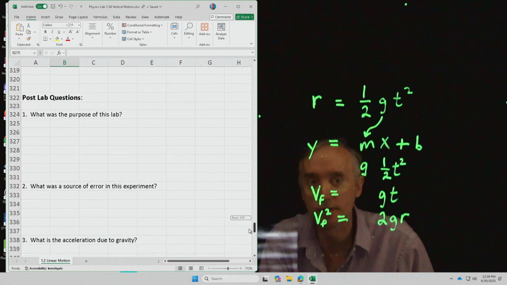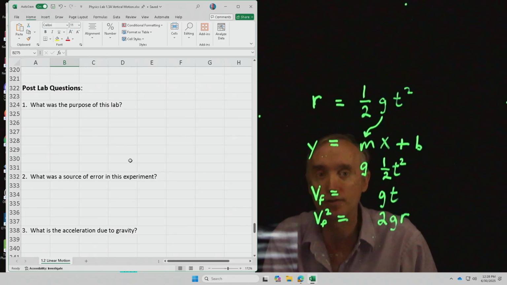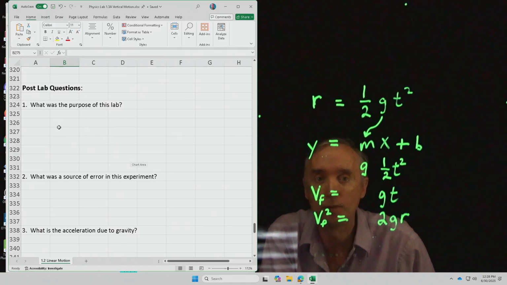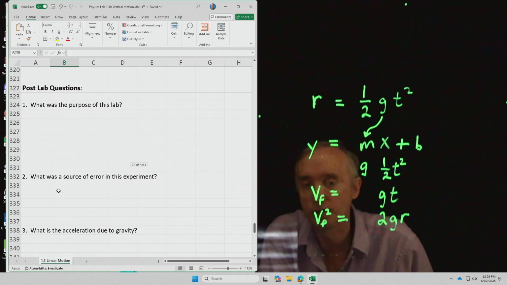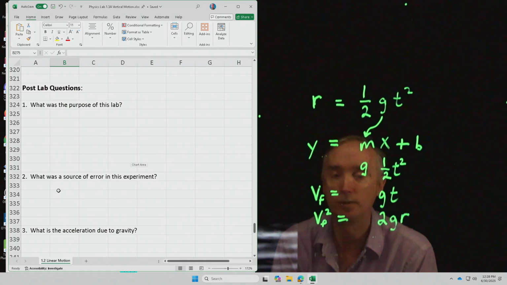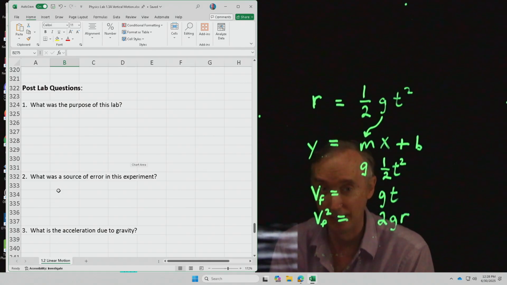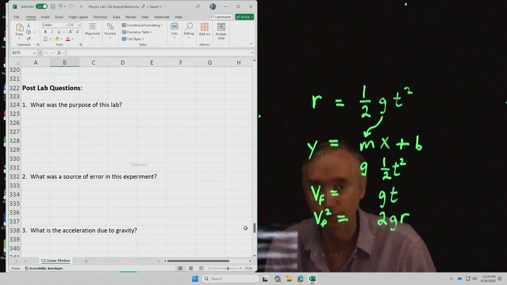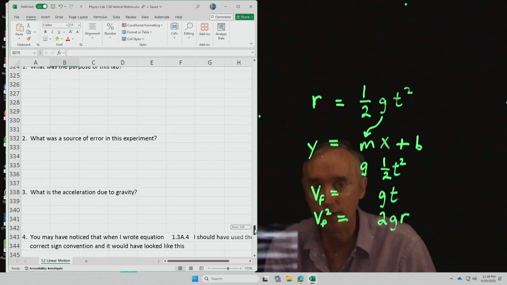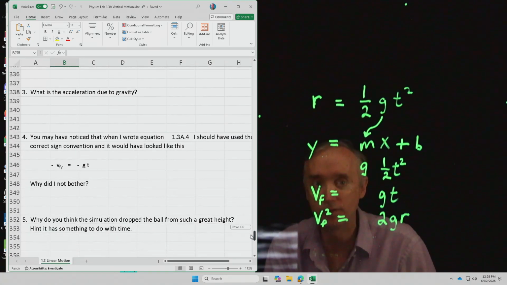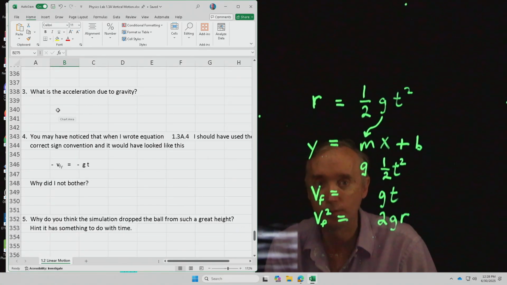So that's it. So here are our post-lab questions. Write down what was the purpose of the lab. What was the source of error? So what do you think were some problems with the simulation that made it so it didn't exactly give you the right answer? Put that in there. Then what is the acceleration due to gravity? That's a really easy one. So put that there.